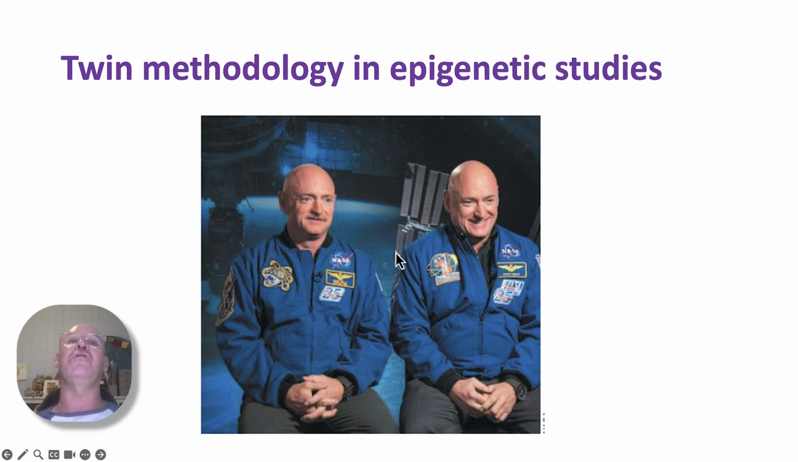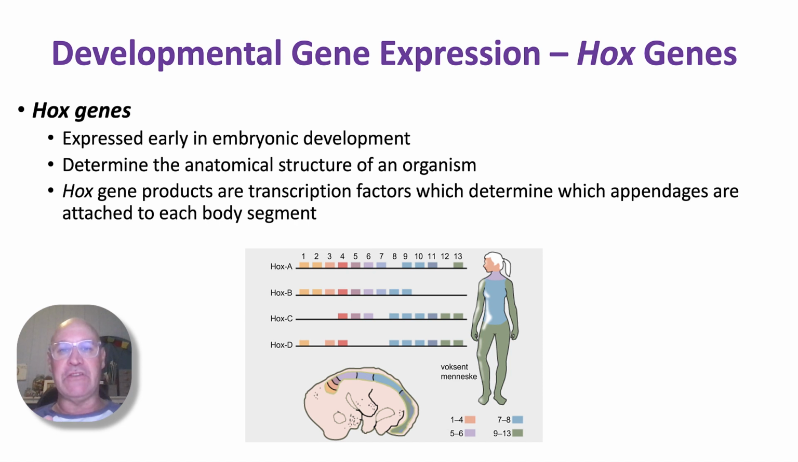One way in which epigenetics has been studied is through the twin methodology in epigenetic studies. So we can get two identical twins that have had different environmental exposures and look at any differences in gene expression. So we've established that every cell has the genome in it, and this is important for the development and differentiation of a complex multicellular organism like a human.